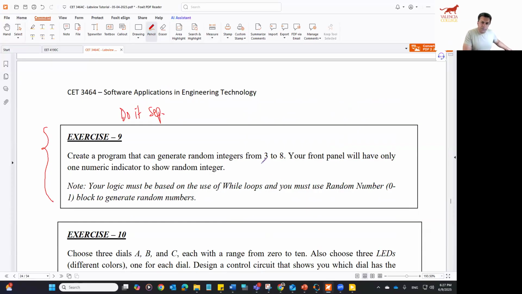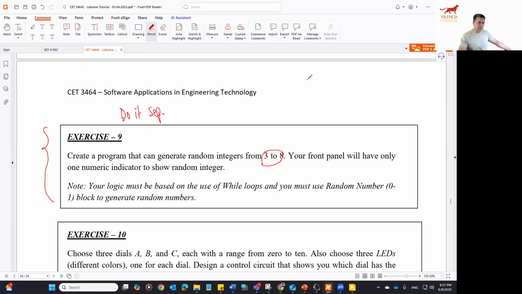You are generating from 3 to 8. Now, you're going to say that, oh, it's very easy to generate from 3 to 8. I'm going to use the range block, and I can connect the lower range to 3, upper range to 8, and boom, it's generating from 3 to 8. But that's not the purpose of this exercise.